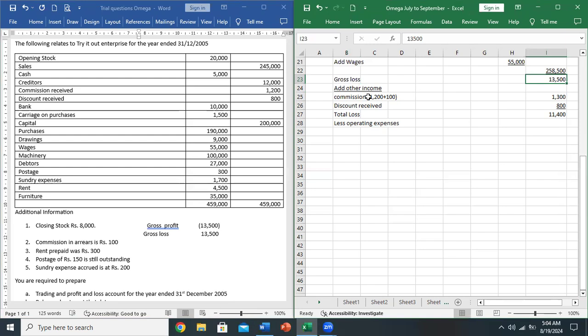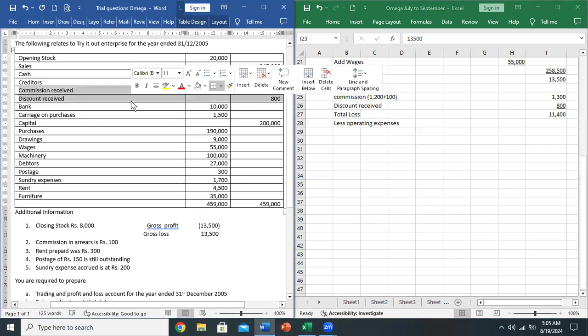So here we are adding on other income. When you get your gross profit or loss, you add other income. The other income, last time we saw commission received, rent received, discount received, interest on investment or income from investment. All this income has credit balance. When we went through the question, we saw only discount received and commission received. Here they are. These are the two incomes that we saw given in the question.